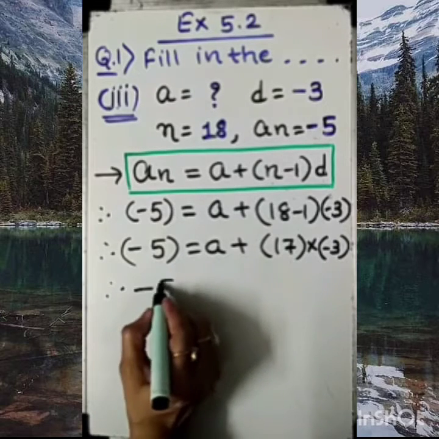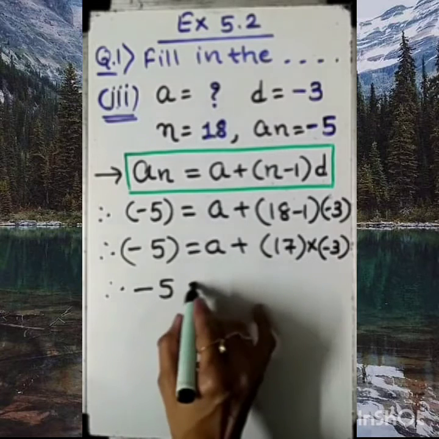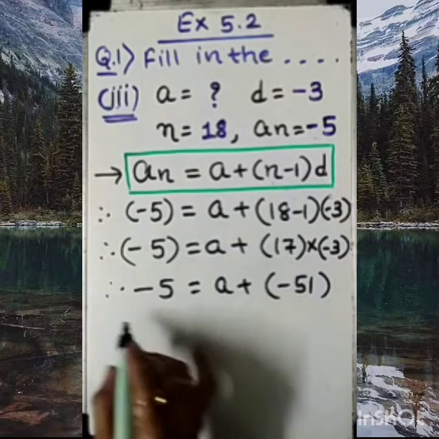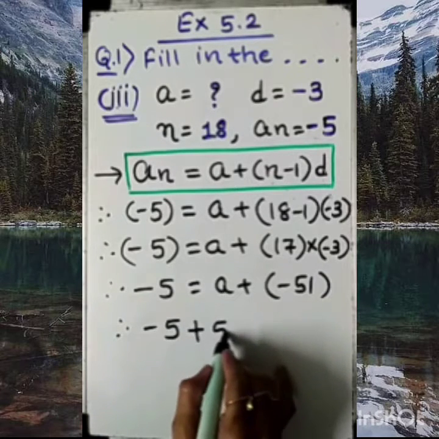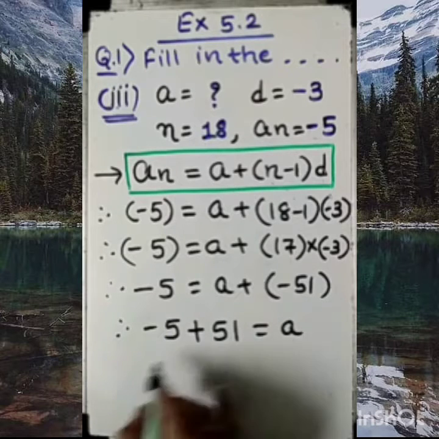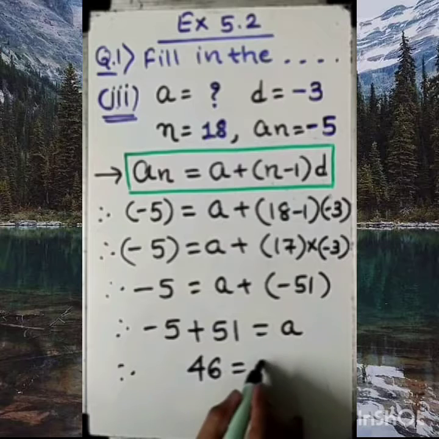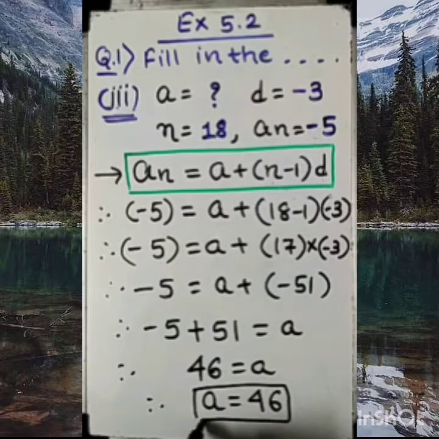You know very well dear student, minus 5 is here, 17 times 3 is 51. So I need to write minus 51. If I bring this minus 51 to the left side, it will become plus 51 and the subtraction of this is coming 46. So dear student, the answer for the first term A is 46. Clear to you? Easy.